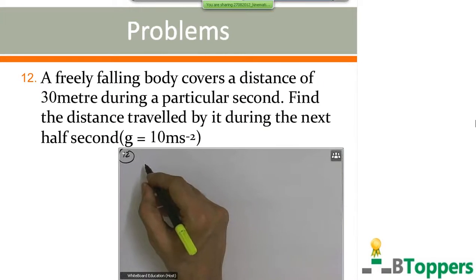Let us take question number 12. A freely falling body covers a distance of 30 meters during a particular second. Find the distance traveled by it during the next half second. g is given as 10 meters per second square.